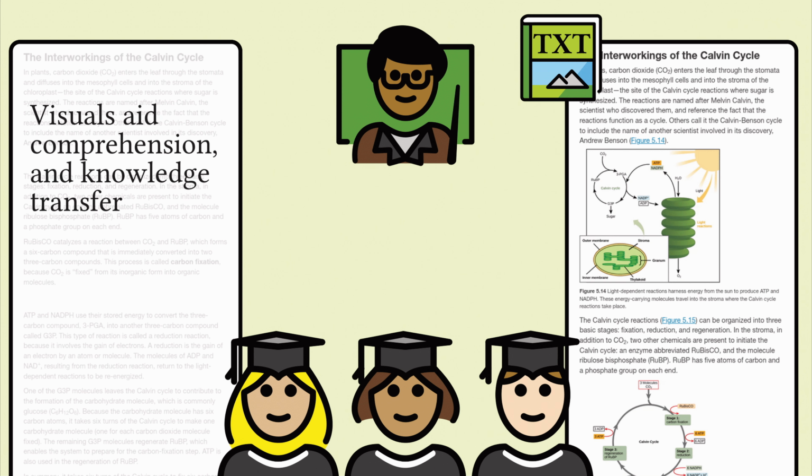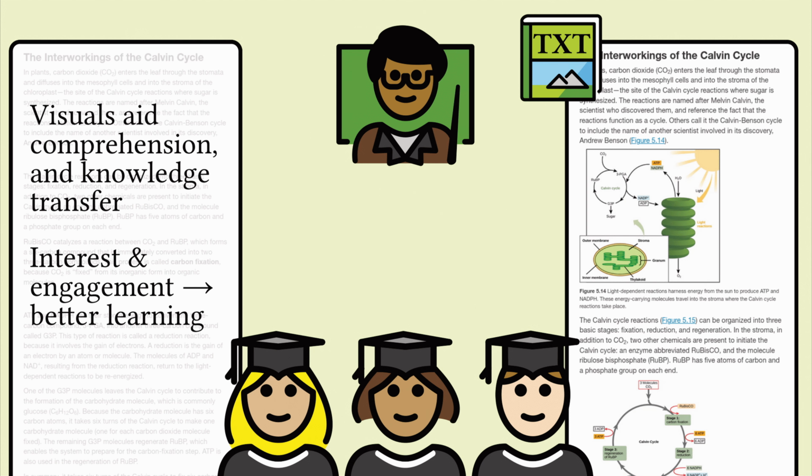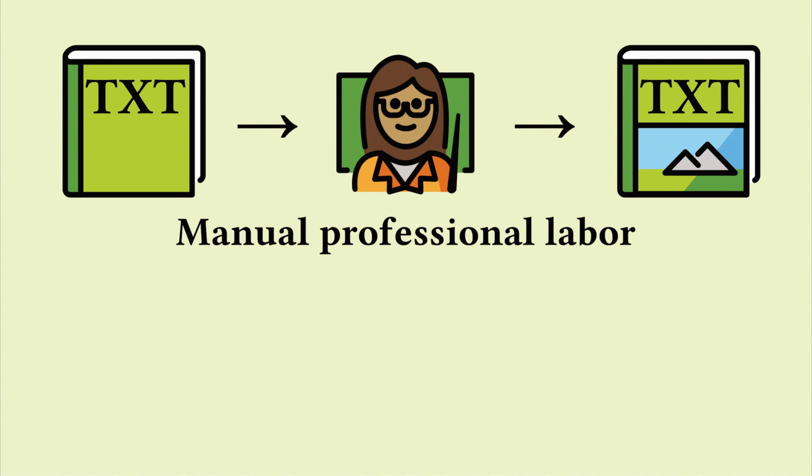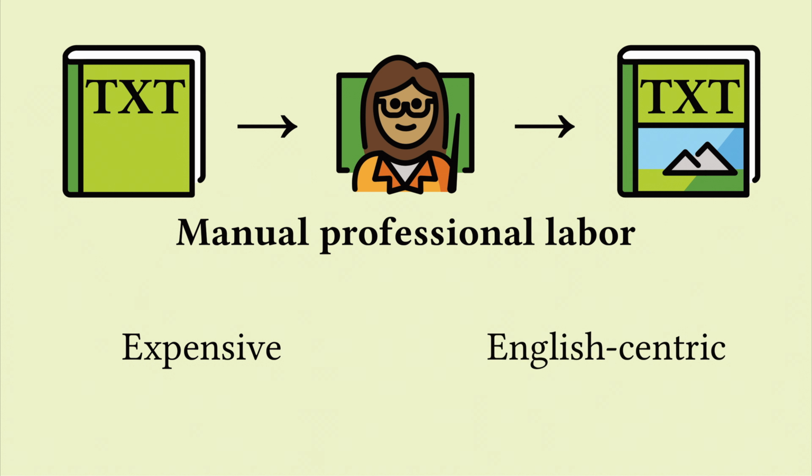It contains illustrations which help the students better understand the concept and also makes the material more engaging, which is a positive learning factor. But how are these images added to the textbooks? Usually, an editor with good knowledge of the subject would do this task manually. This is expensive and also privileges books with more economic potential, typically English-centric ones.